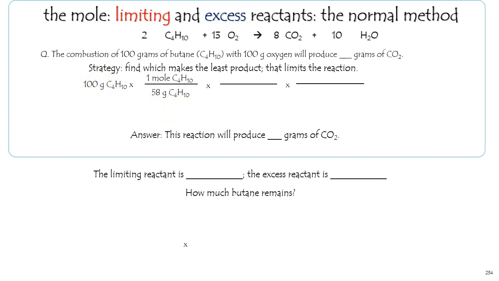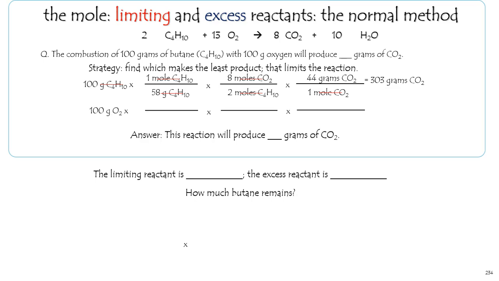We've converted to moles, but every mole of butane will make 4 times as many moles of carbon dioxide. That mole of carbon dioxide weighs 44 grams. Notice we're going from grams of butane to grams of carbon dioxide. Everything looks good. All the units cancel nicely. It's enough to make 303 grams of carbon dioxide. But will we run out of oxygen first?